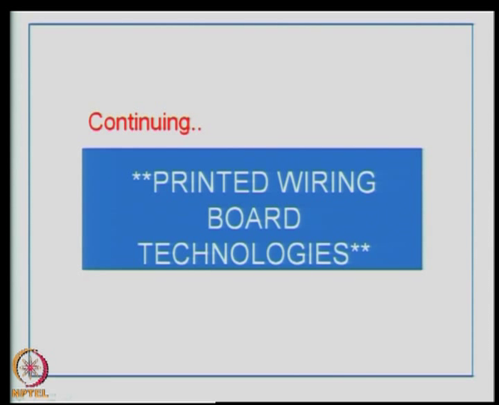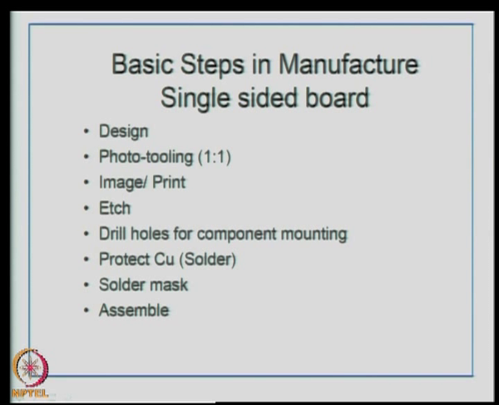We will continue with the printed wiring board technologies. This is the second in the series of this chapter on printed wiring board technologies. So, we will continue with the materials aspects of printed wiring board and the various processes involved in making a complete printed wiring board, different types. For example, single sided, double sided, flexible boards, substrates for multi-chip modules and so on.